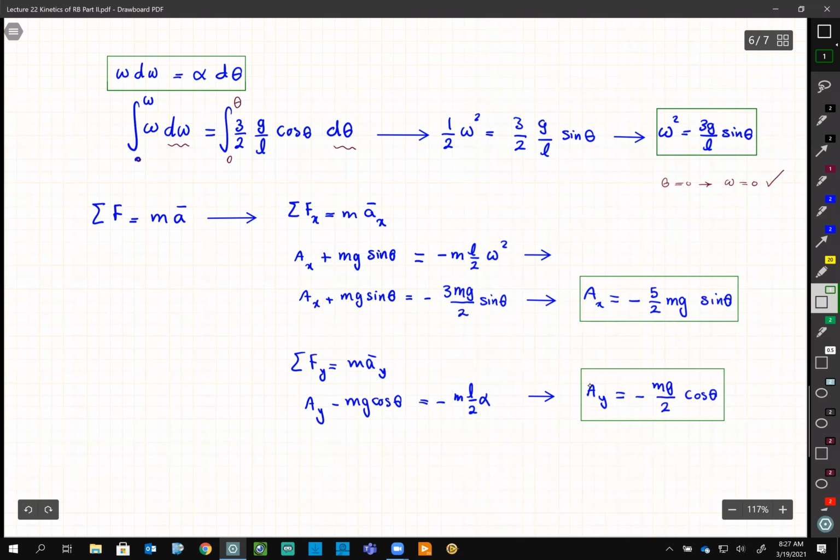So if I have AX and AY, it means I can now calculate the total force A, which is the square root of AX squared plus AY squared. And obviously, I can then find the maximum because this is based on sine and cosine theta. And then based on the maximum, I can design this joint.